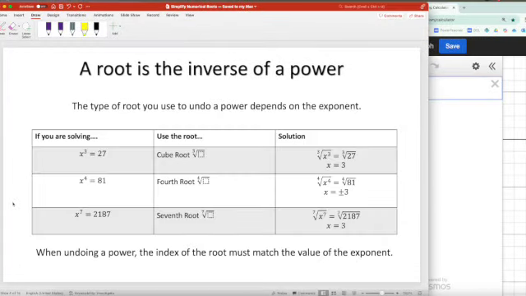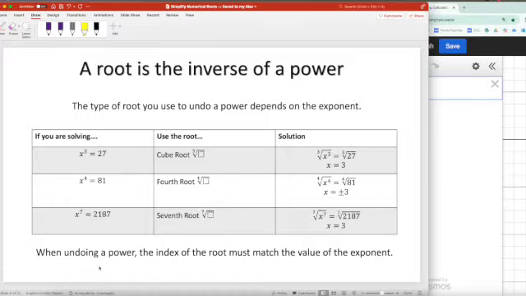It's very important to keep in mind that the type of root you use to undo a power depends on the exponent. So if we're solving x cubed equals 27, we're going to use the cube root in order to solve. That gives us our solution, which is x equals 3. If we're solving x to the fourth equals 81, we're going to use the fourth root, and we can find our solution, which is x is plus or minus 3. For x to the seventh equals 2187, we're going to solve by using the seventh root, and that's how we find the solution, which is once again x equals 3.